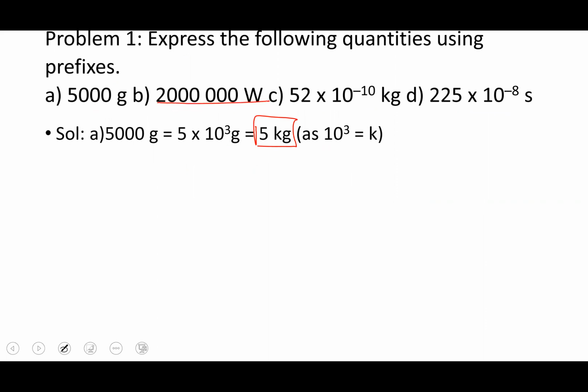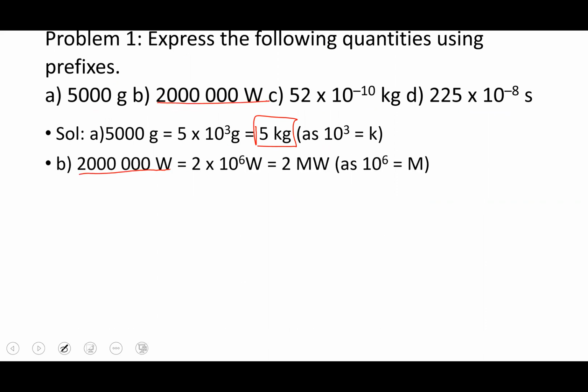Now for the second part, it says 2 million watts or 2 into 10 to the power 6 watts, or we can say 2 megawatts, because we know that 10 to the power 6 is equal to mega.